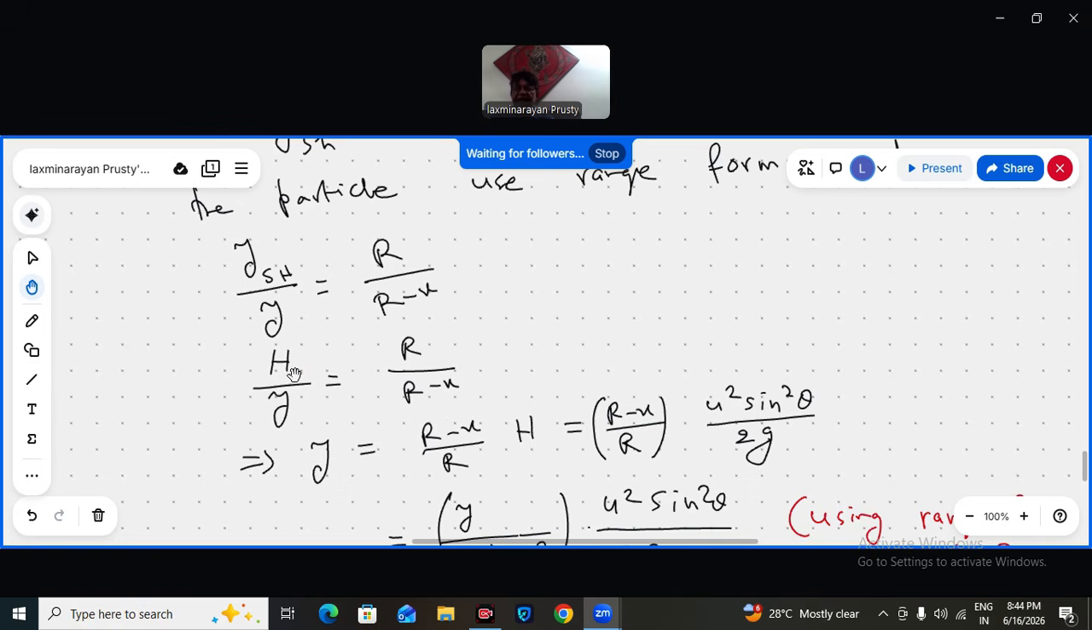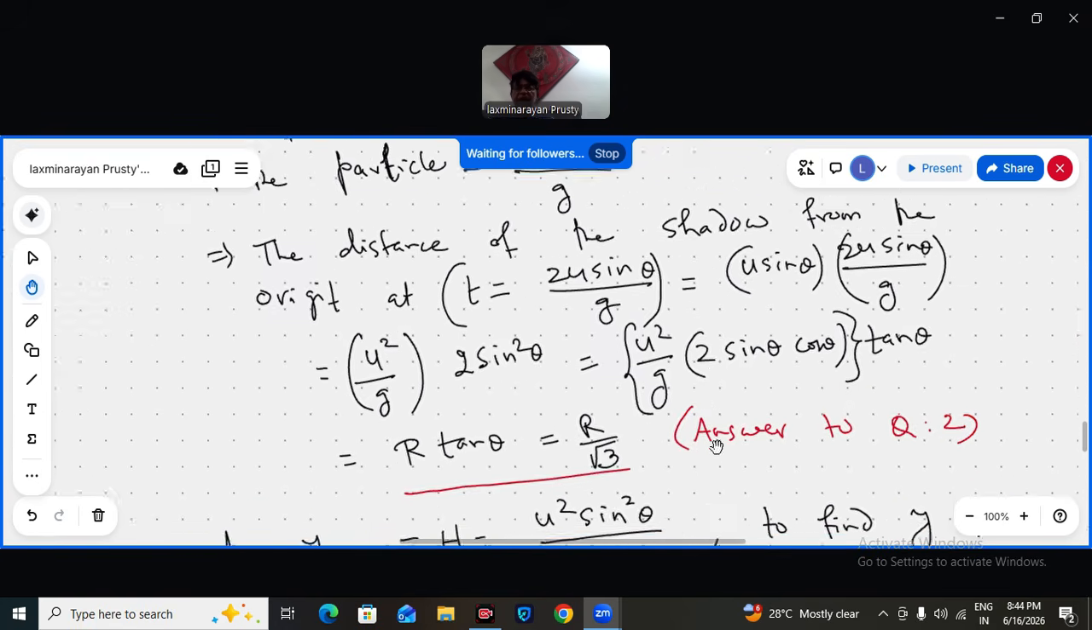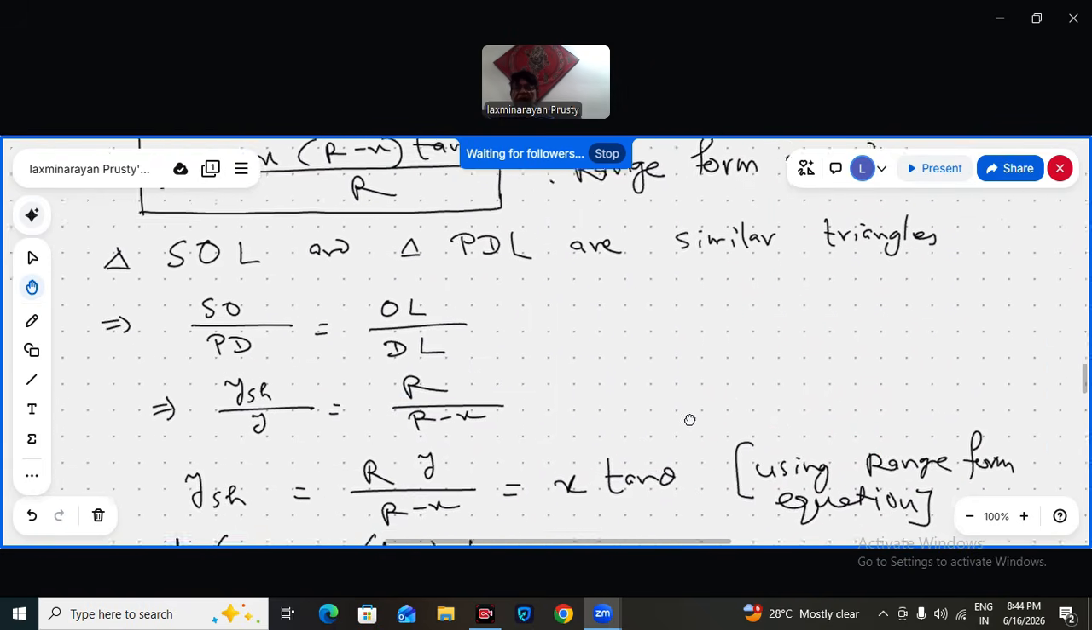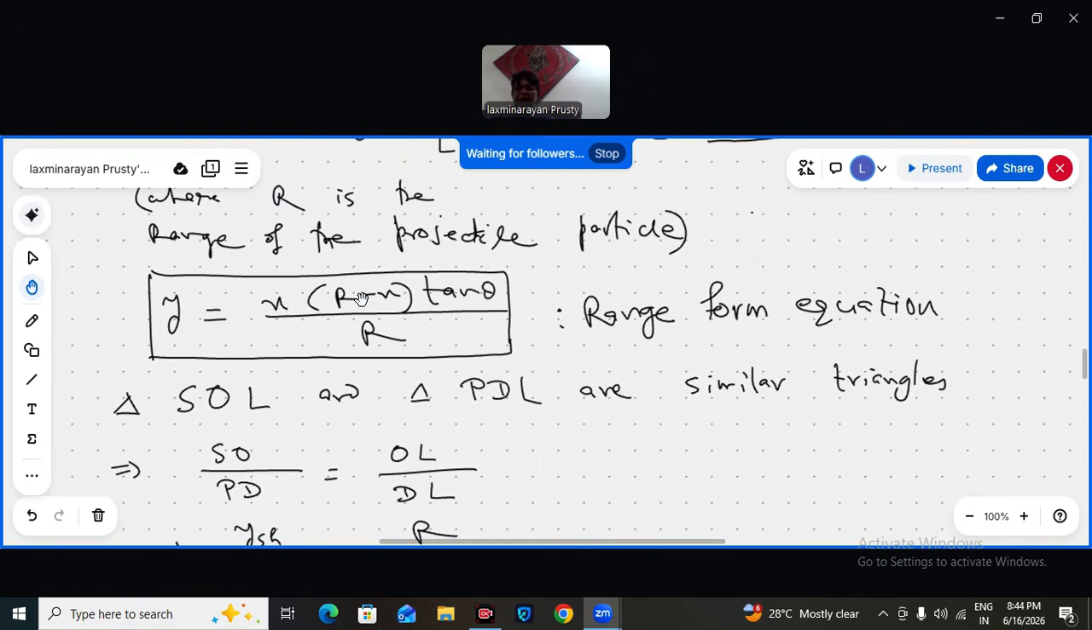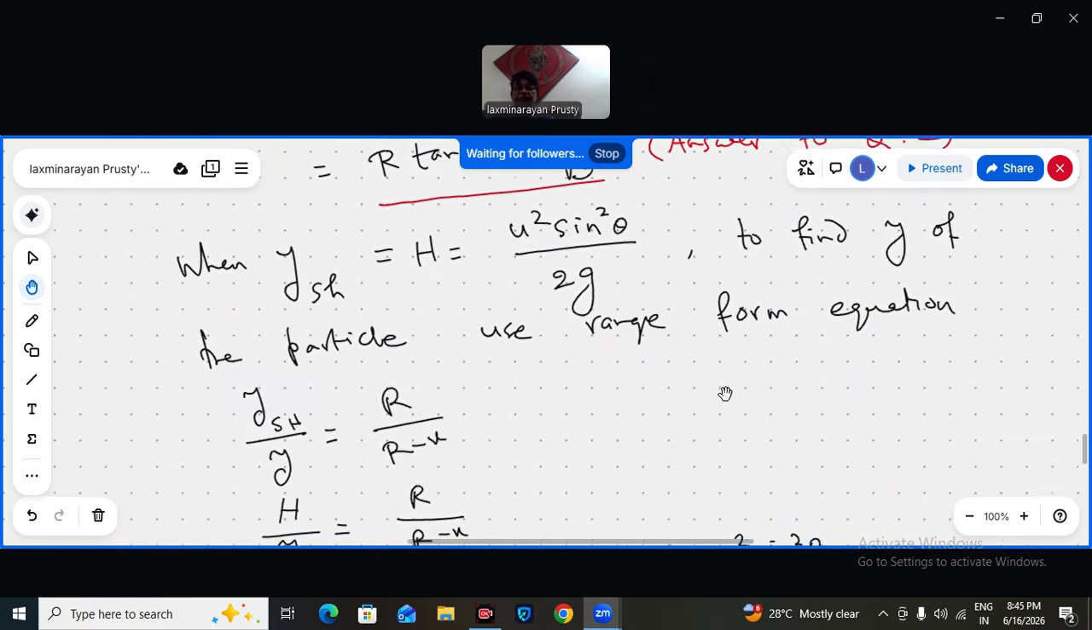Ysh is capital H. So capital H is the maximum height of the projectile from the ground. So y is equal to R minus x by R into H, so R minus x by R into u square sin square theta by 2g. So that is R minus x by R from the range form equation. R minus x is x tan theta by y, right?